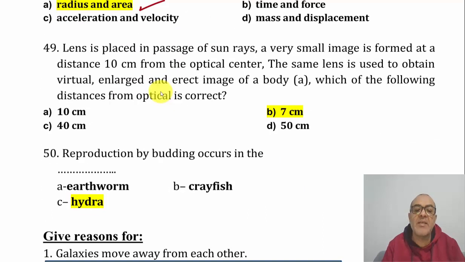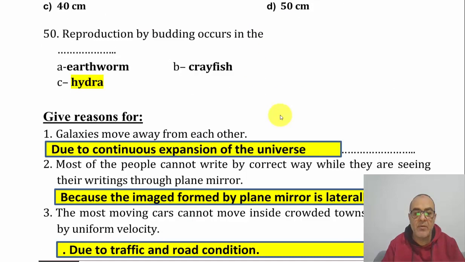A lens is placed in the path of sun rays. A very small image is formed at 10 centimeters from the optical center. The same lens is used to obtain a virtual, enlarged, and erect image of the body A. Which of the following distances is correct? It's 7 centimeters. The reproduction by budding occurs in Hydra.